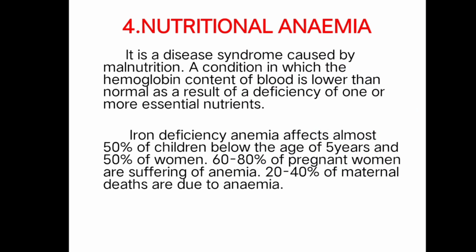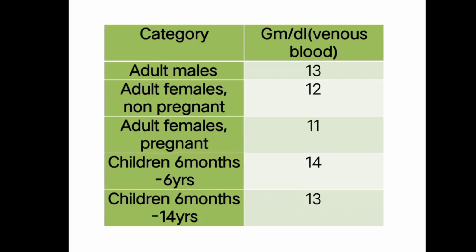It is a disease syndrome caused by malnutrition, a condition in which the hemoglobin content of the blood is lower than the normal as a result of deficiency of one or more essential nutrients. So the majority of the vulnerable populations are being affected by iron deficiency anemia. These are the categories of persons and the grams per deciliter of venous blood.